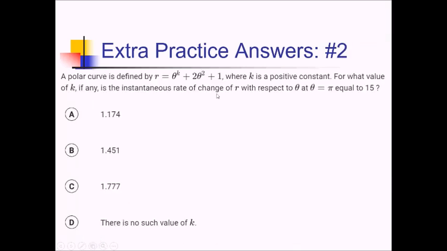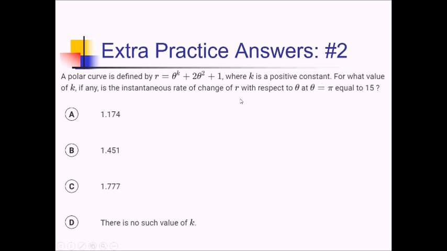For this one, we have a polar curve defined by r equals theta to the k plus 2 theta squared plus 1, and k is some unknown positive constant, which of course we're going to have to solve for later. We want to know for what value of k will the instantaneous rate of change of r at theta equals pi come out to 15.